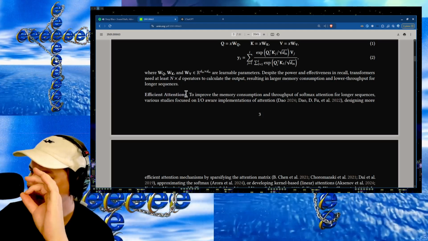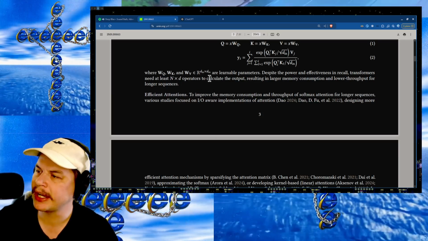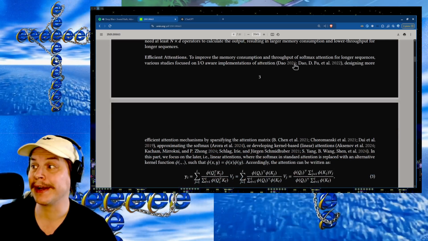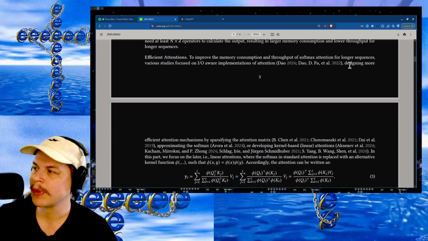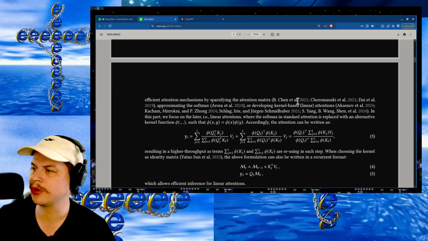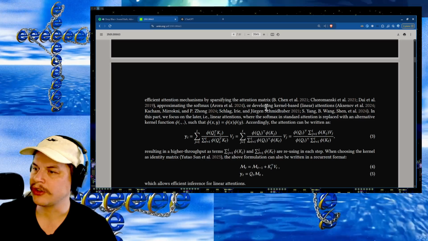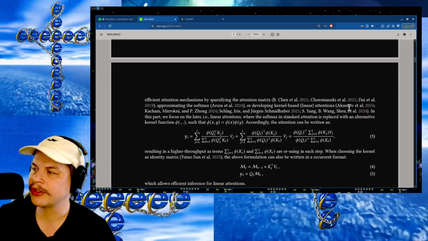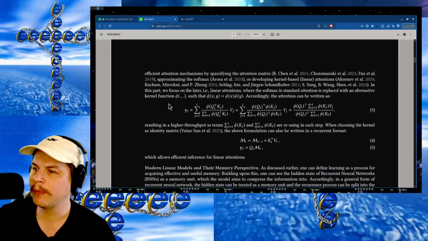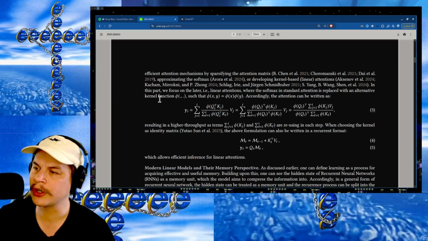Okay, efficient attentions. To improve the memory consumption and throughput of the softmax attention for longer sequences, various studies focused on IO-aware implementations of attention, Dao et al., designing more efficient attention mechanisms by sparsifying the attention matrix. Oh yeah, this happened in 2021. In 2019, approximating the softmax. Ooh, that just happened. Or developing kernel-based linear attentions. Also hot new stuff, a lot of people working on that. In this part, we focused on the latter, linear attentions, where the softmax in standard attention is replaced with an alternate kernel function.